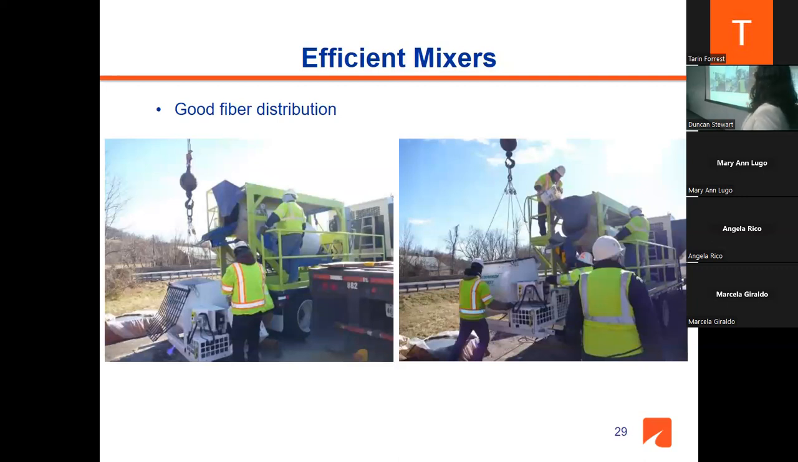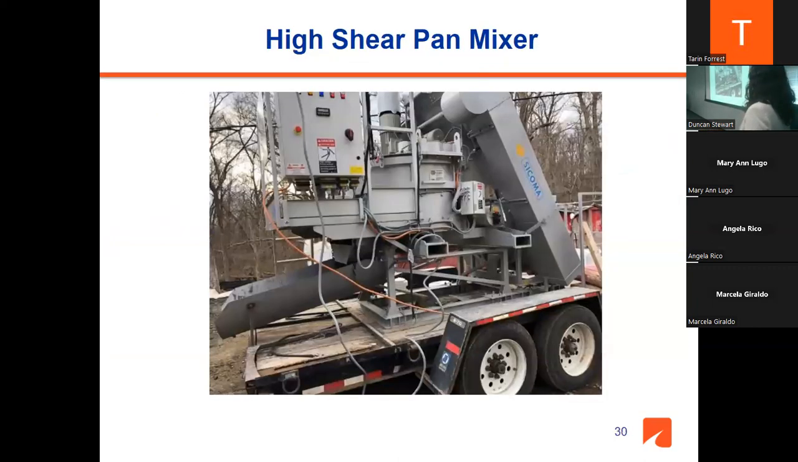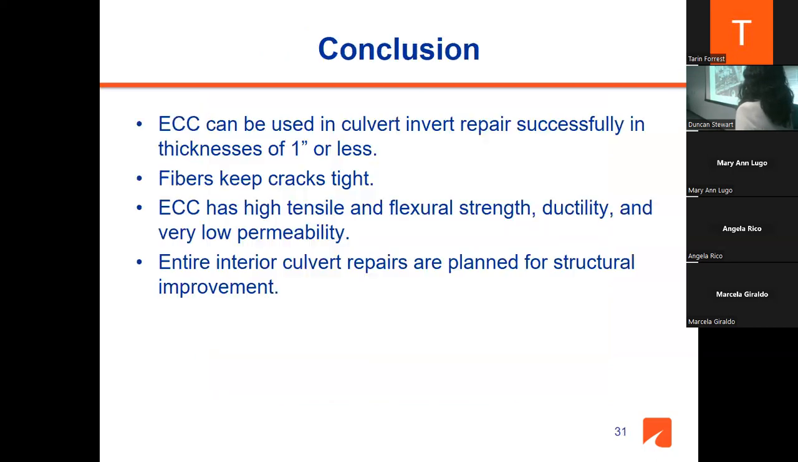And for having a very good fiber distribution, we are looking for some better mixers. Here is a very high shear mixer, which is used for other applications like VHPC and UHPC, but we are thinking about having these kinds of mixers for our work. And here is another high shear pan mixer, and this one is very efficient. We can have a better fiber distribution here as well.